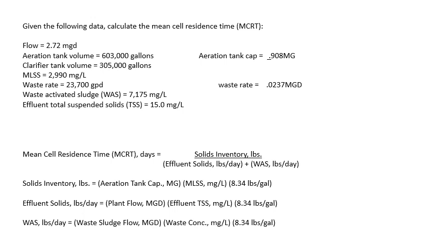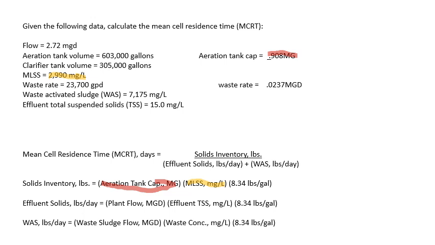So again, I'm going to use my wonderful highlighter colors. Let's go. Your aeration tank capacity, million gallons. We just solved for that: 0.908 million gallons. Your MLSS, milligrams per liter, is 2,990 milligrams per liter. Then we're going to times that by your 8.34 pounds per gallon. That will get us our solids inventory for up top.